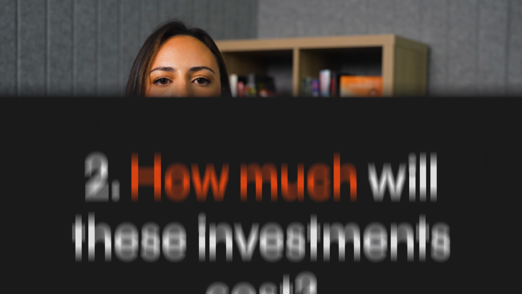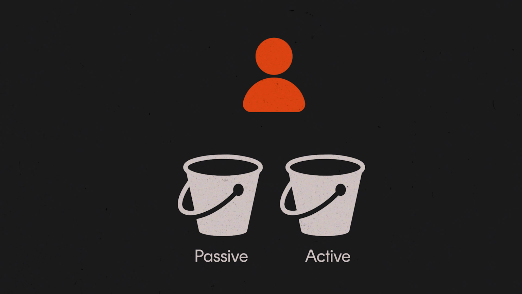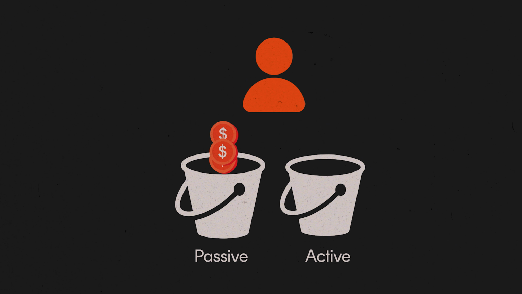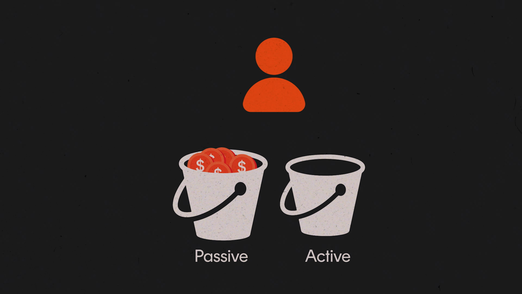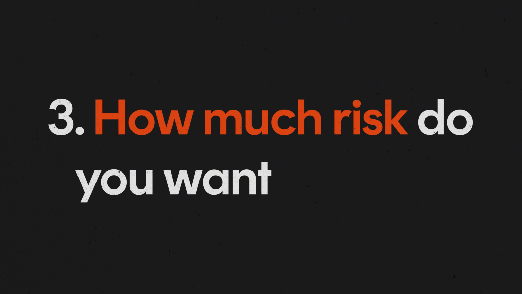Number 2, how much will these investments cost? Your investments' management fee, MER, and implementation costs, brokerage, are both important considerations. Given that investment costs will differ across active and passive investments, it is worth considering how much you should allocate in each bucket. Number 3, how much risk do you want to take?